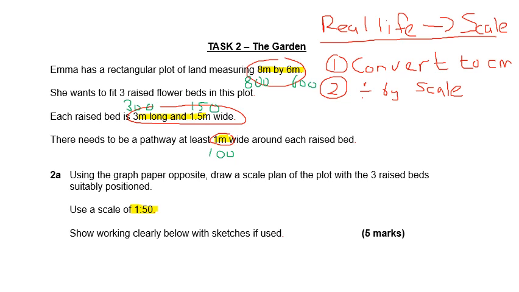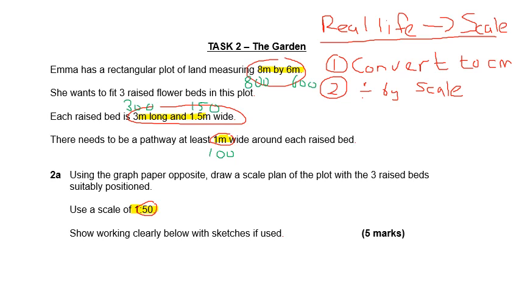So all these green measurements we have in centimeters, we have to divide all those by 50. In this case the scale is 1 to 50. Now, the scale could literally be anything. If the scale was 1 to 100, you would divide by 100. If the scale was 1 to 200, you would divide by 200 and so on. But the key thing is you divide by the scale, which in this case is 50. So we'll just do these in purple.